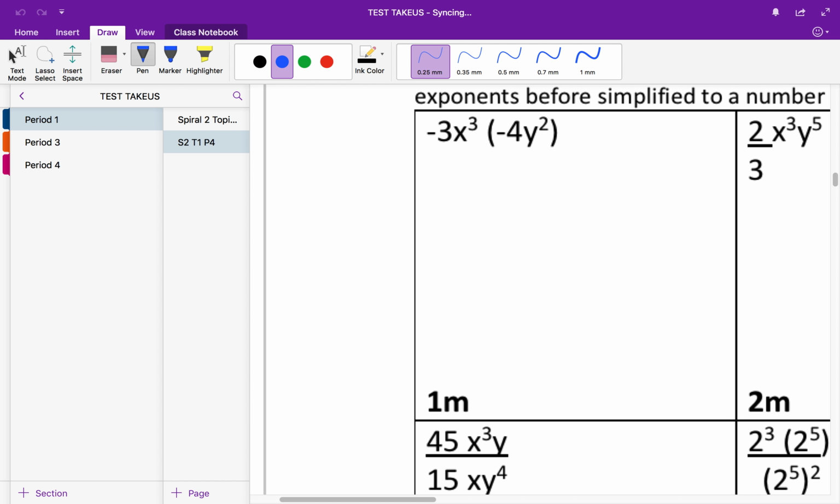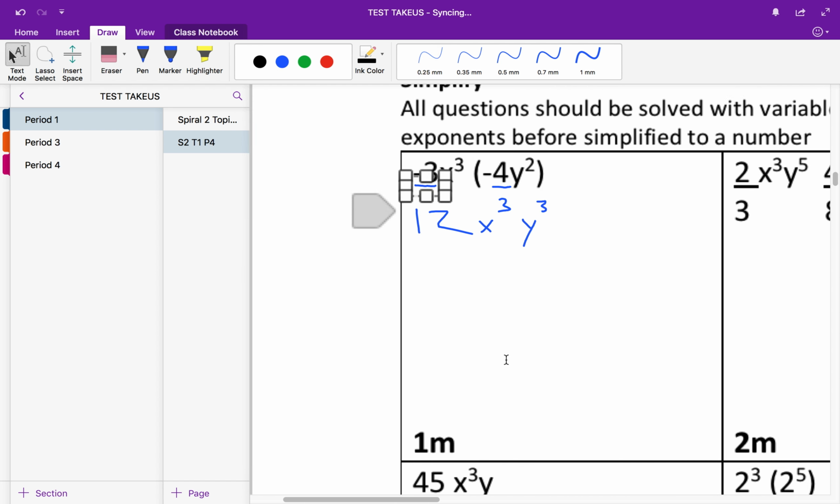So we have -3x cubed times -4y squared. The main thing you have to remember here is numbers times numbers, letters times letters, right? And since the exponent isn't attached to the number, we just times -3 times -4, which is going to equal 12. And then our x and y's are different here, so it's going to end up as such. Okay.